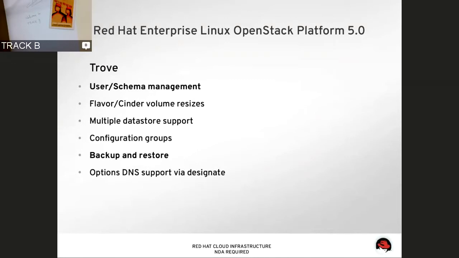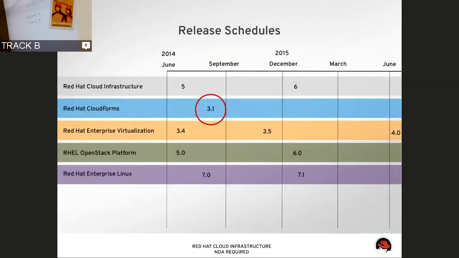All right. Moving on. So we've covered RHELOSP P5. Let's dive into the last piece of RHCI, which is CloudForms. The current release, as you remember, was 3.0, and 3.1 is coming within the quarter between June and September is the plan.